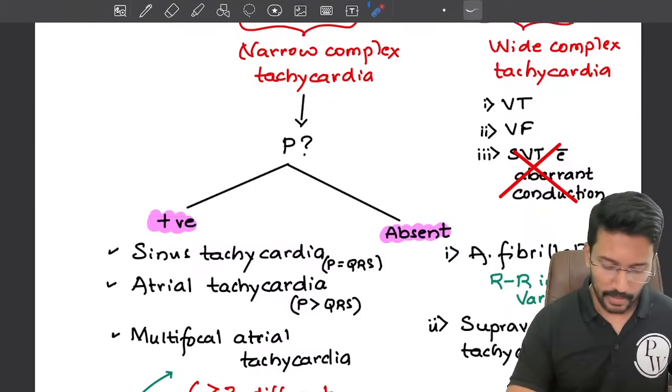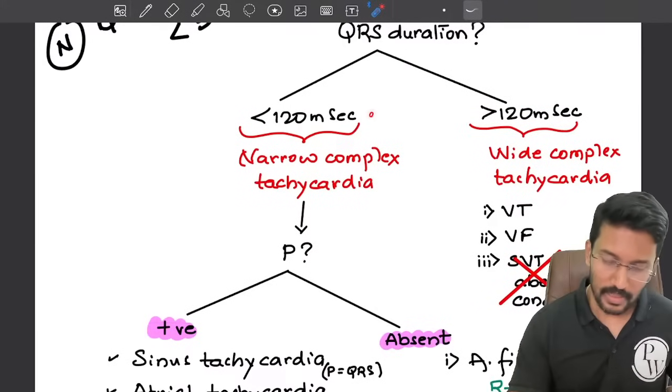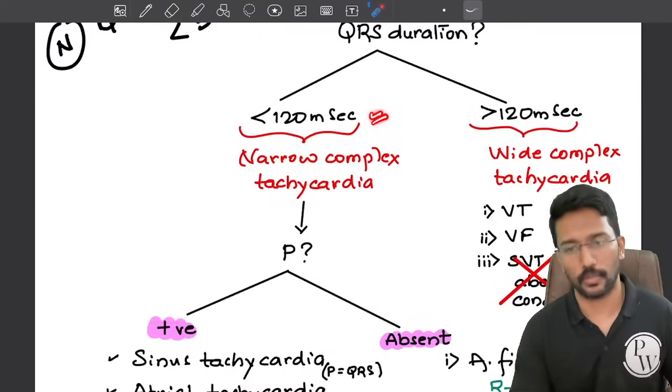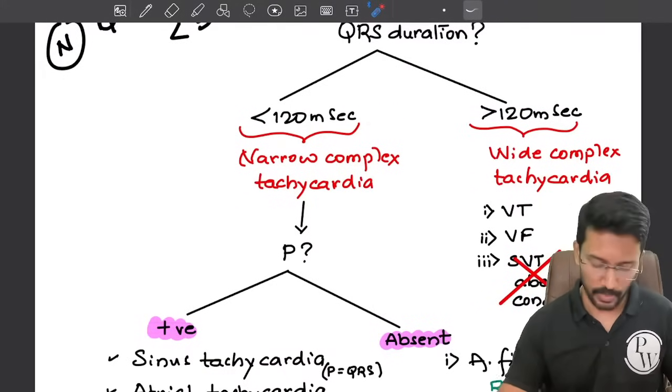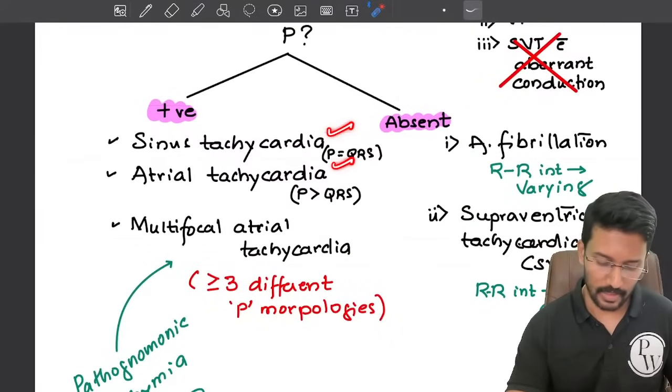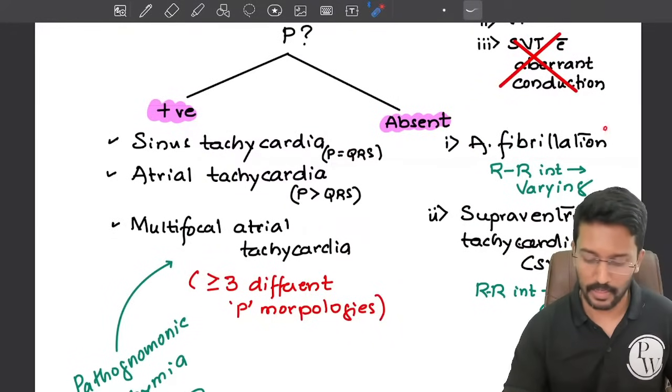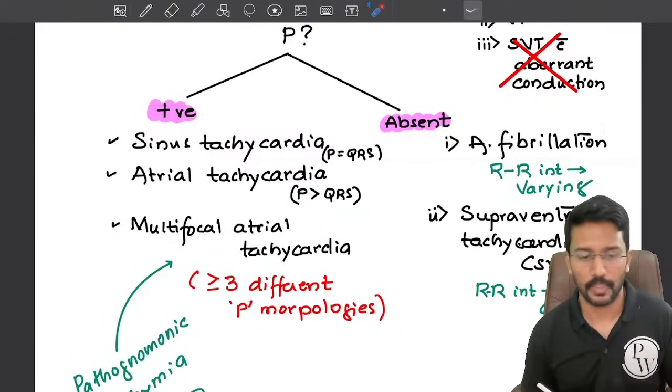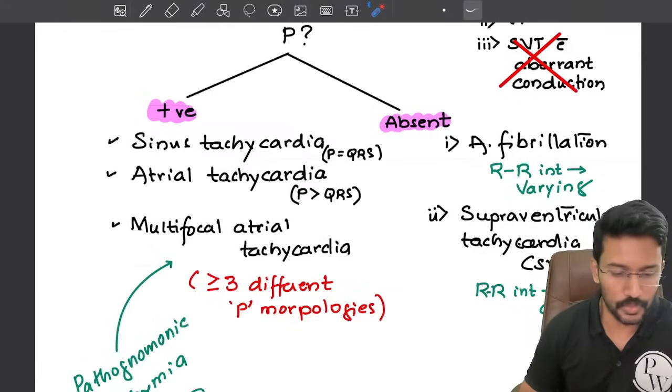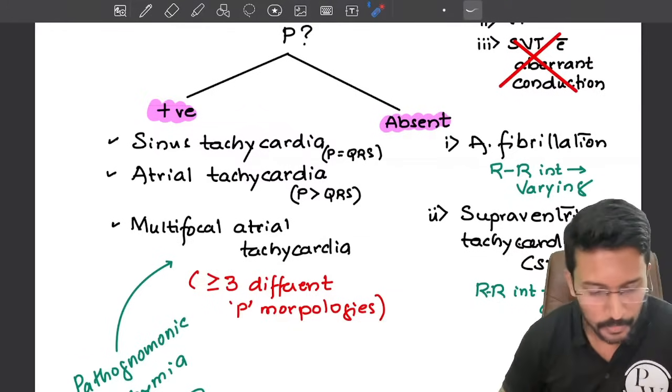Okay. And if the QRS complexes are narrow, less than 3 small squares, and there is tachycardia, in that case you have a possibility of sinus tachycardia, atrial tachycardia, multifocal atrial tachycardia, atrial fibrillation, and SVT. So we will learn how to approach it.